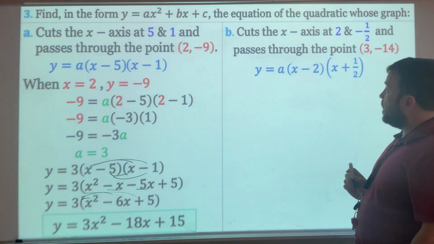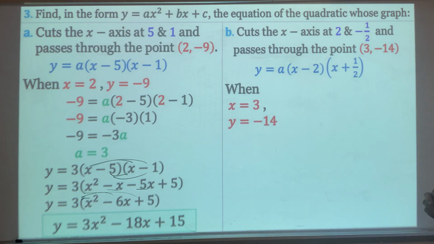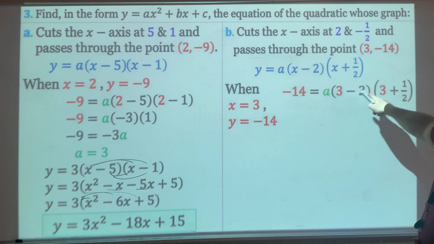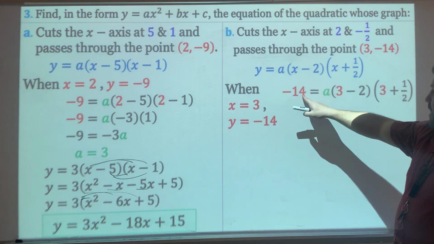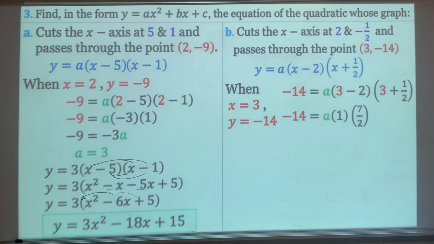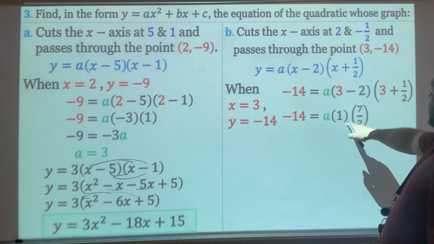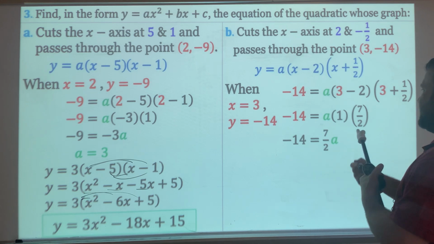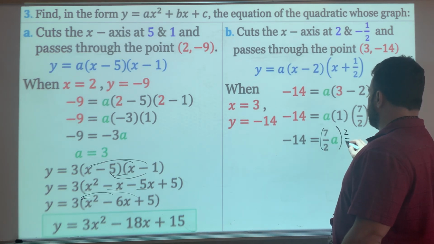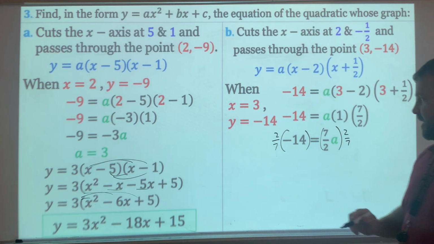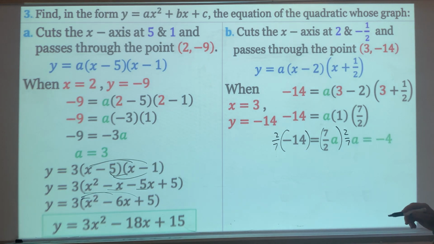We're going to use when x is 3, y is negative 14. Right? So negative 14 equals a times 3 minus 2, 3 plus 1/2. Negative 14 equals a times 1 times 3 1/2, or times 7 over 2, or times 3.5. You can use any of those things you'd like. This becomes 7/2 a equals negative 14. Now, in order to get rid of that 7/2, you're going to multiply by the reciprocal, which is 2 over 7. Now, this becomes negative 28 divided by 7, which is negative 4. Okay, so that's what a equals.